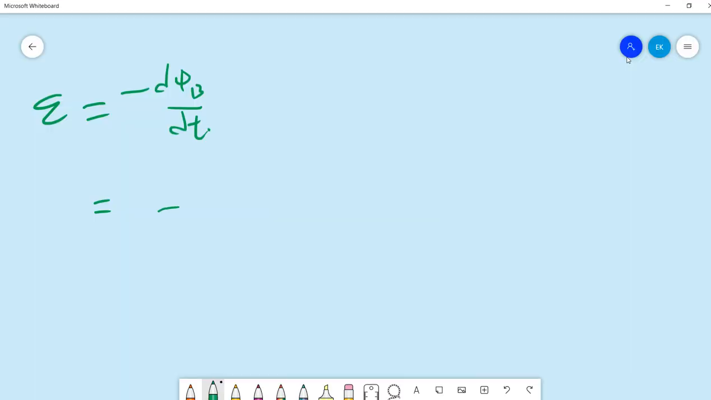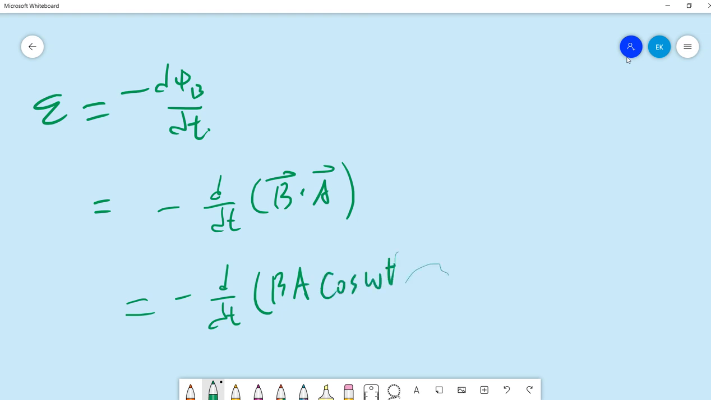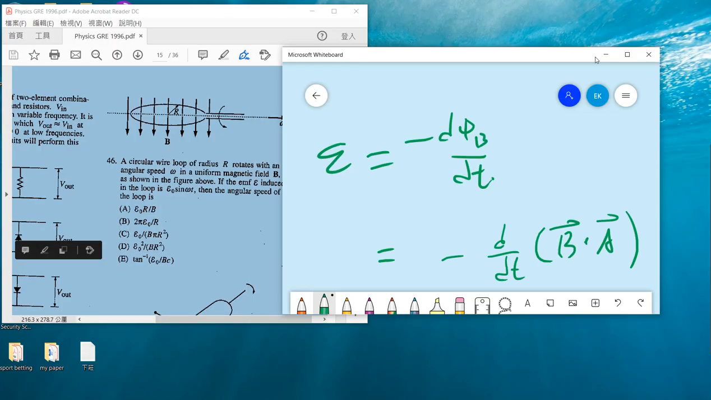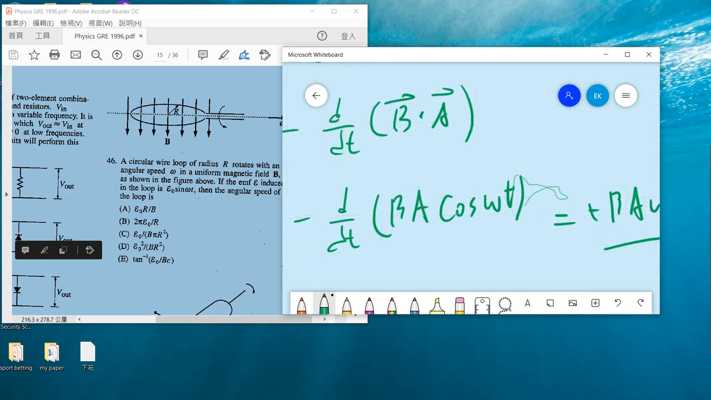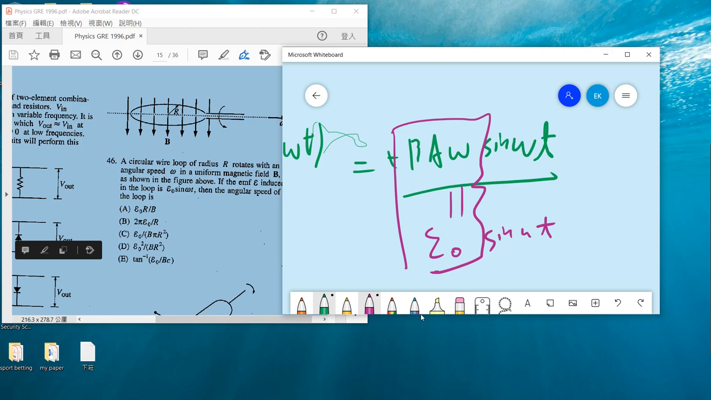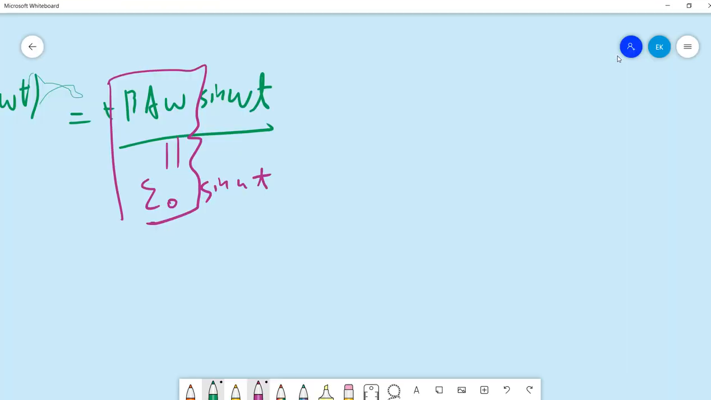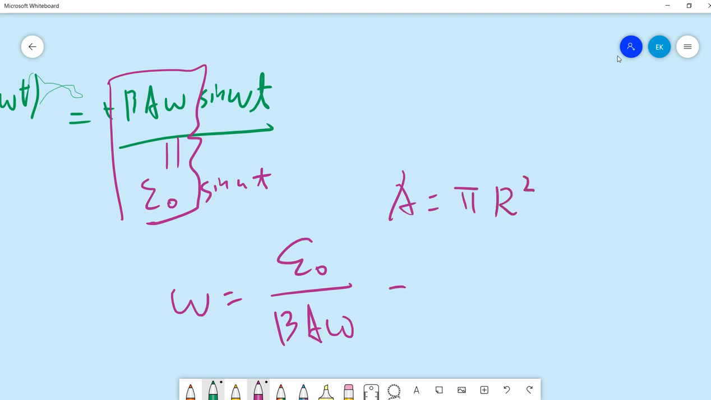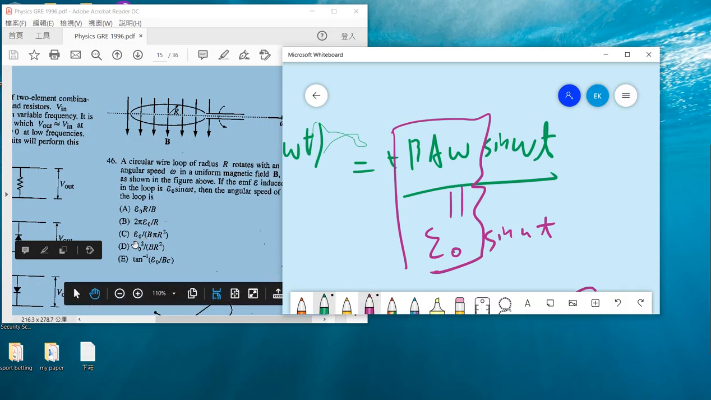I should say that phi B is not just B times A, but B dot A. So in your case, you have BA cosine omega t. So we have BA omega sine omega t. Okay, and then somebody says this is epsilon times sine omega t. So this is epsilon, and it asks you what the angular speed is. So the angular speed is epsilon divided by BA, where A is just pi r squared. So the answer is epsilon over B pi r squared.